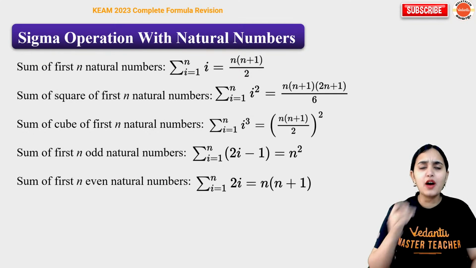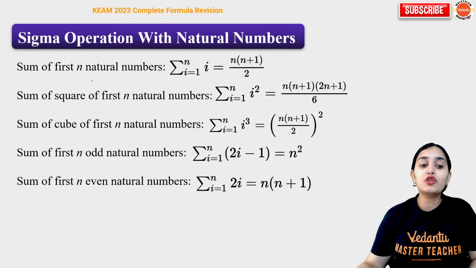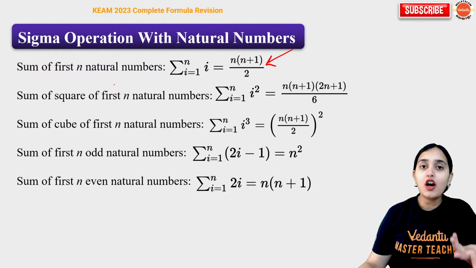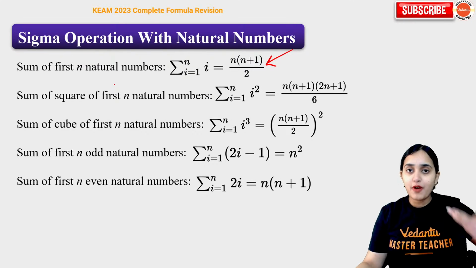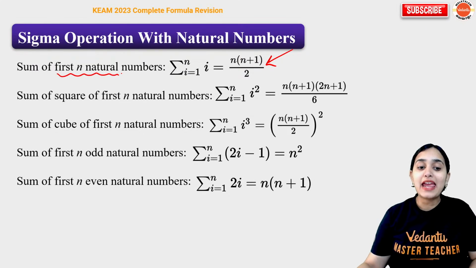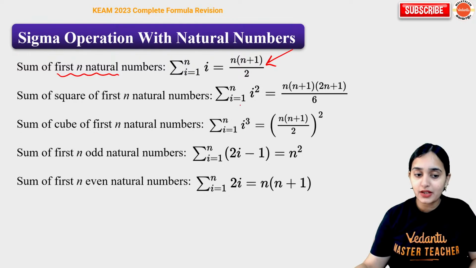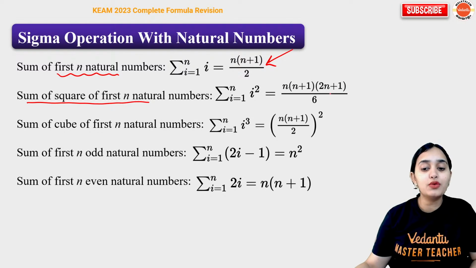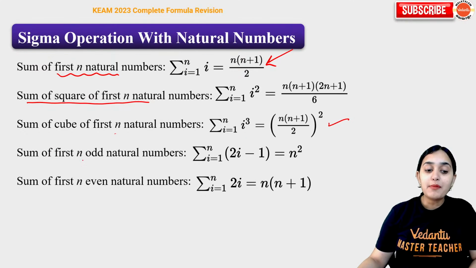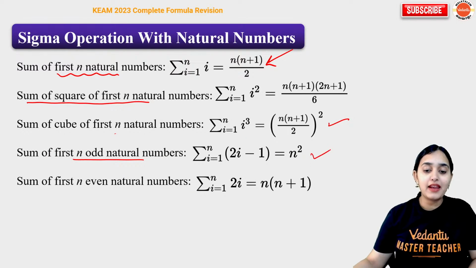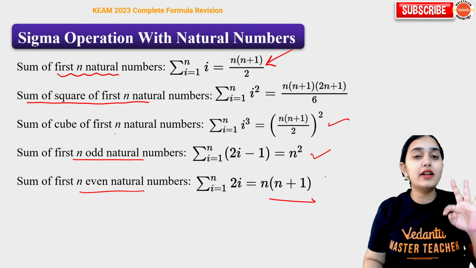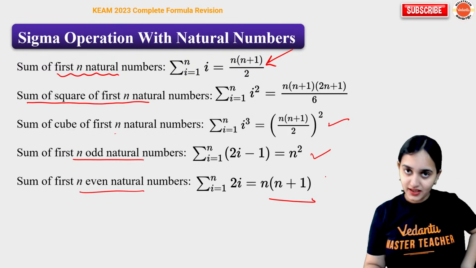Now, AP-GP can be used to find out some standard formulas for addition of some known type of number. For example, first n natural numbers, n into n plus 1 by 2. Sum of squares of first n natural numbers, n into n plus 1 into 2n plus 1 by 6. Sum of cubes of first n natural numbers is this. Sum of first n odd natural numbers, n square. First n even natural numbers, n into n plus 1. These are very important shortcut formulas which you can use.